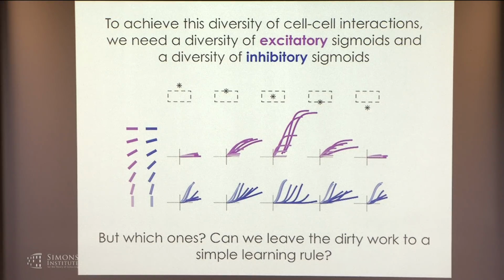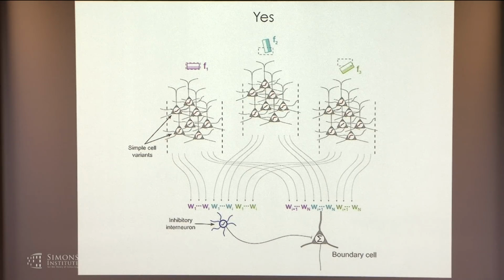So somehow you have to account for how you're going to get all of these different sigmoids conveniently there where you need them in order to achieve these tailored effects. What sigmoid do you need? Can we leave the dirty work of creating these interactions as needed to a learning rule, rather than just coming up with a corny, hand-waving simple model? So the answer to that question is yes. A learning rule can do the dirty work.